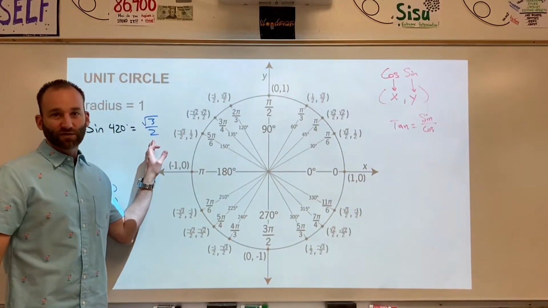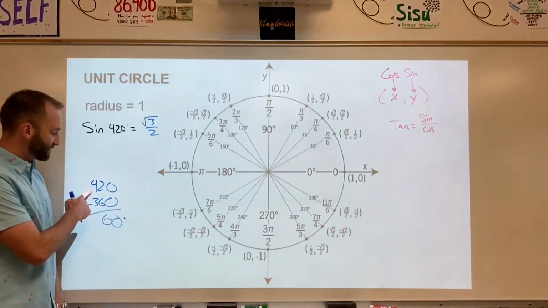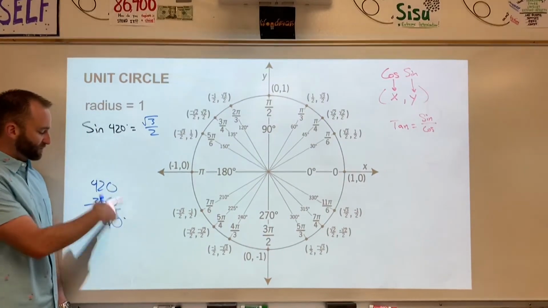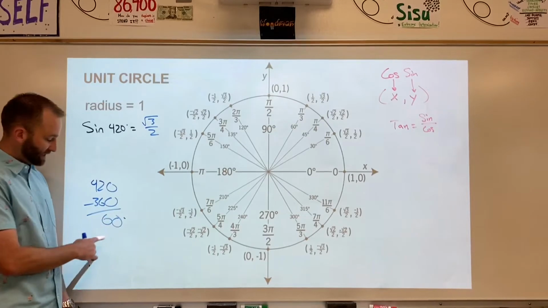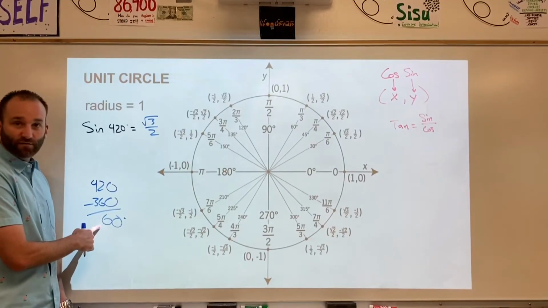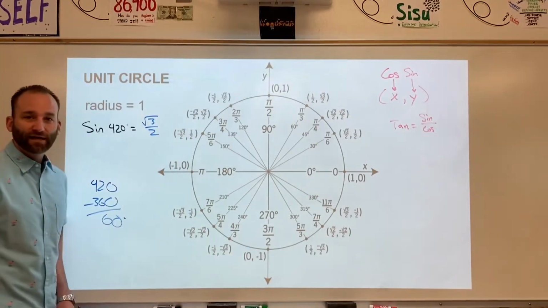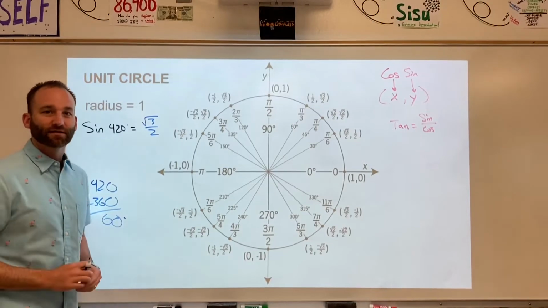That one was pretty easy. So if I ever have a number that's really big, I can just subtract 360 or divide by 360 and see what's left over. And whatever's left over, I'll find that on my map. Let's take a look at the next one.